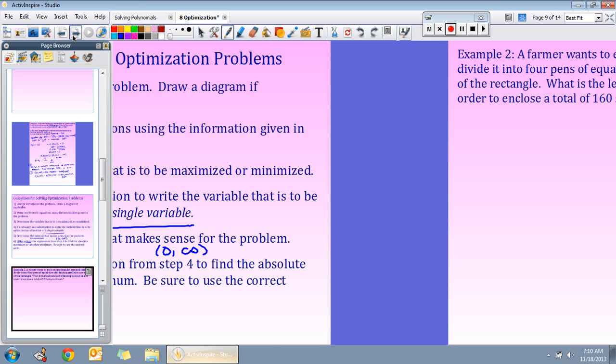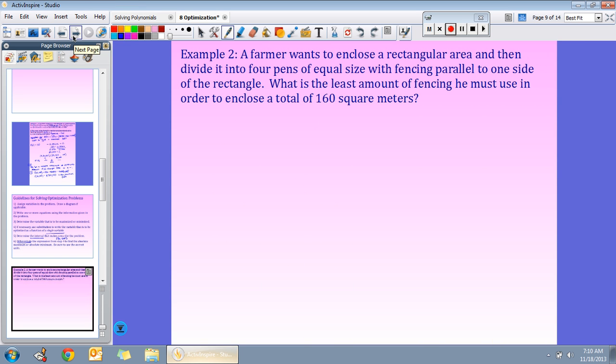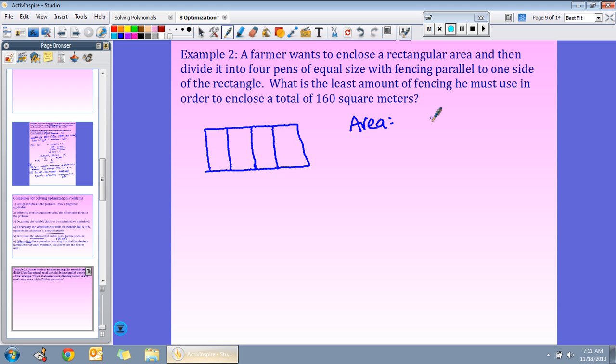For our second example, we're going to talk about a farmer, and he wants to enclose a rectangular area and divide it into 4 equal pens. So we're going to pretend like those are exactly equal pens, with fencing parallel to one side of the rectangle, which we have. What is the least amount of fencing he must use in order to enclose an area of 160 meters? So this is the one where we're going to have two kinds of equations. We have an area, so x times y.